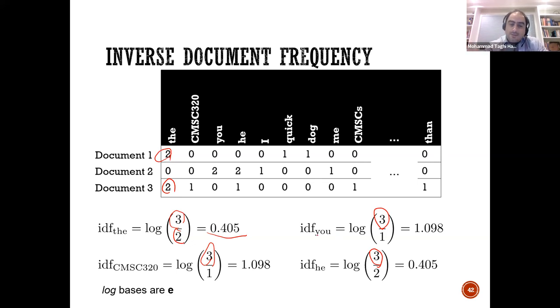The other thing that we have is this one. For example, this is the inverse document frequency for the word U. There are 3 documents, and the word U appears only in document 2. So it is 3 over 1, it is this. You see, "the" is a more common word, so its weight would be lower. U appeared just one time, so its value would be higher. The same thing for CMSC 320 that appears, for example, one time out of 3, so the log base e would be this. So it means that more specialized words appear with higher weights.